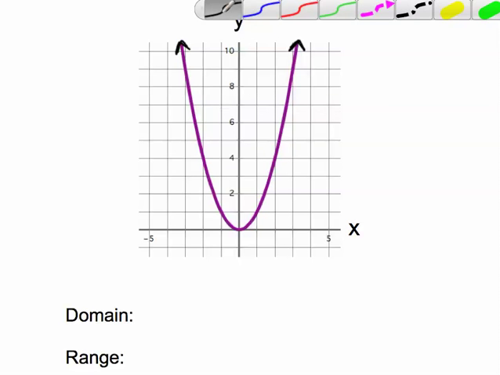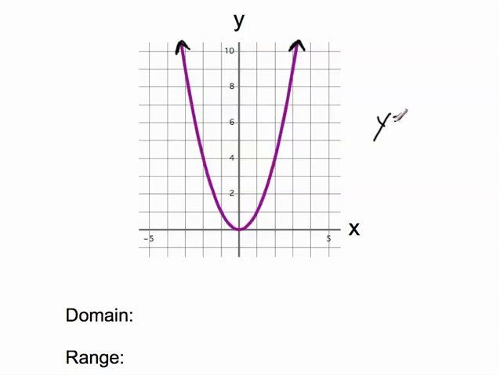So this is a graph of y is equal to x squared. It's our standard parent function quadratic equation, our parabola that we're used to working with. And I've drawn in little arrows at the end to emphasize that the graph is going to continue to infinity in both directions. So if we wanted to know what the domain of this is, what we're asking is, well, what values can x take?